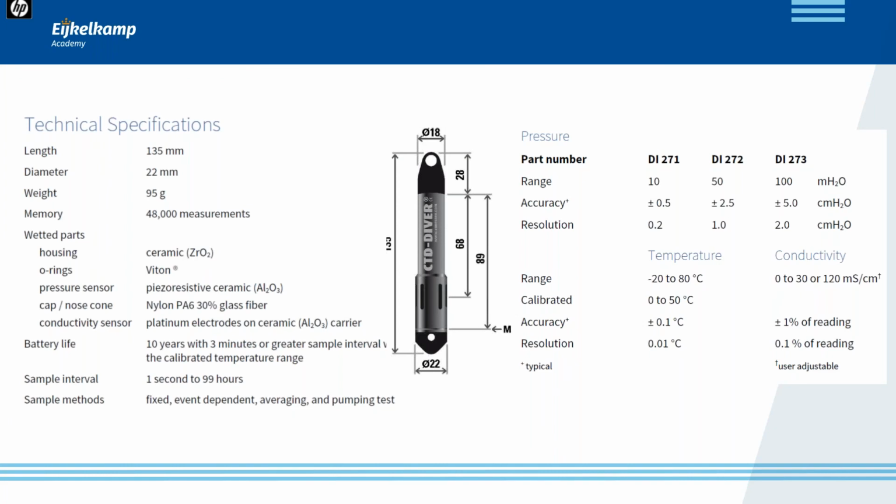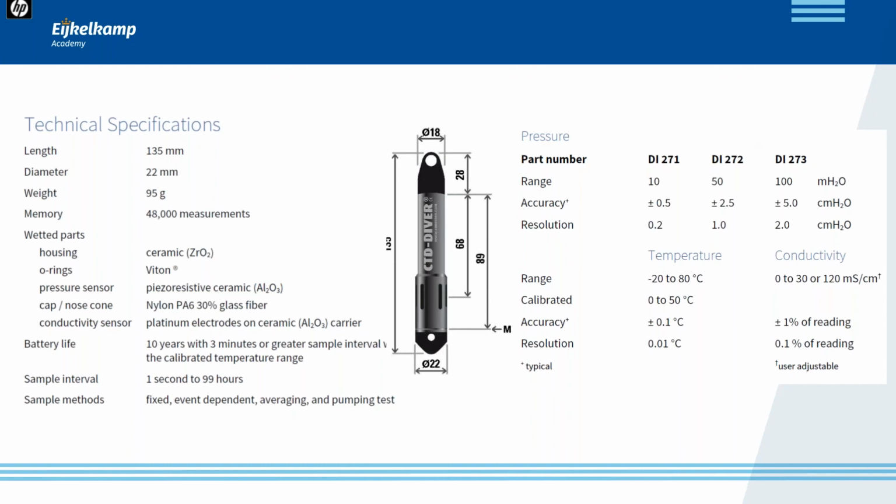In this slide, you will find some more technical specifications of the CTD-Diver. For example, the diameter of the diver. It is important to know for its application in monitoring wells. It is also important to know that there are 3 ranges available. And you can see it over here.